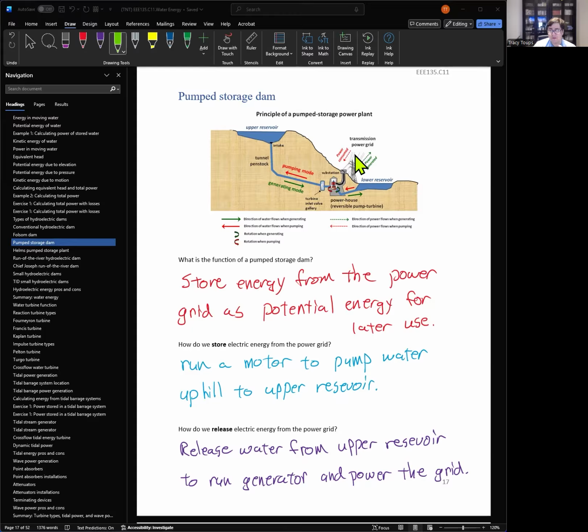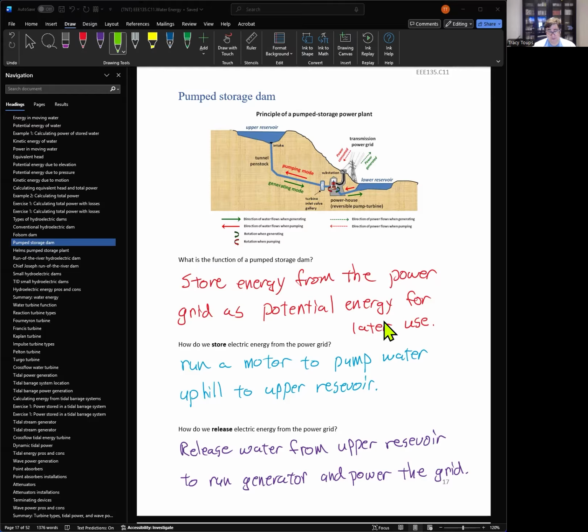So we're going to take electric energy, pump it into the machine to turn into a motor, and we'll actually take water from the lower reservoir and pump it up to the upper reservoir. It takes energy to do that, but then we could store it as potential energy for later use. That's why it's storage. What's a function of pump storage dam? To store energy from the power grid as potential energy for later use.